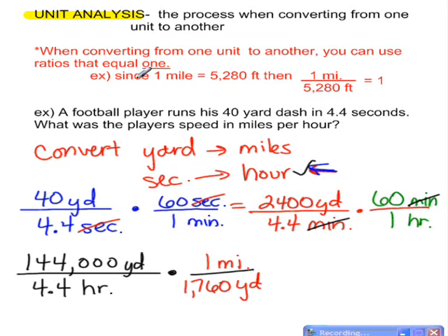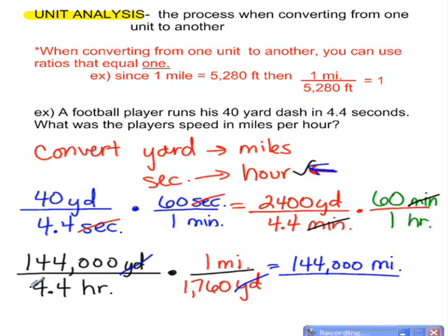All right, let's cross cancel our units. Yards will cross cancel with yards. So what's up top? 144,000 times 1 is still that same thing. What unit do we have up top? We have miles now. Perfect.